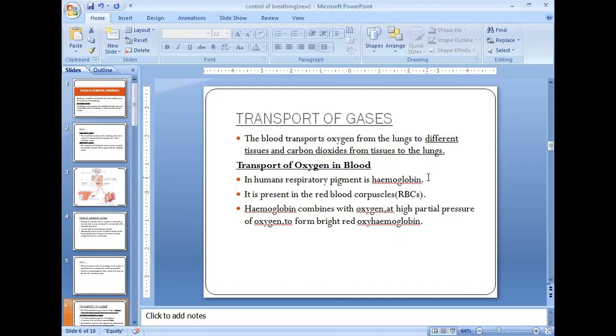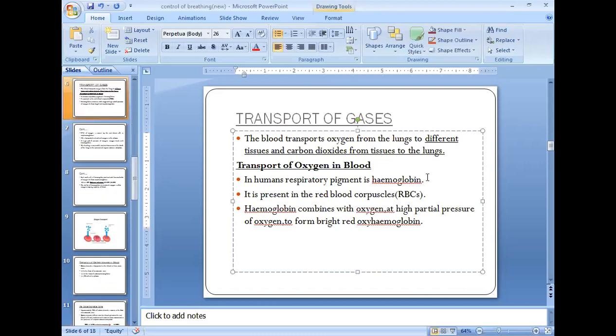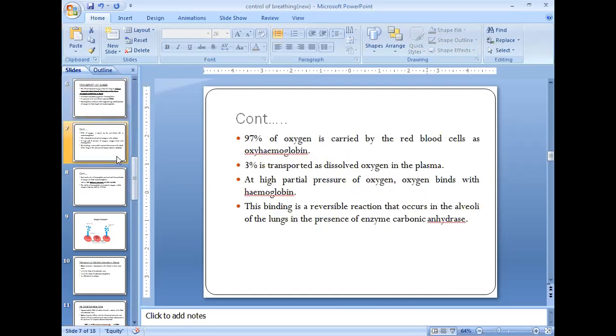So when oxygen combines with hemoglobin, it forms bright red oxyhemoglobin. Next, 97% of oxygen is carried by the red blood cells as oxyhemoglobin, while 3% is transported as dissolved oxygen in the plasma. As I told you earlier, at high partial pressure of oxygen, oxygen binds with hemoglobin.